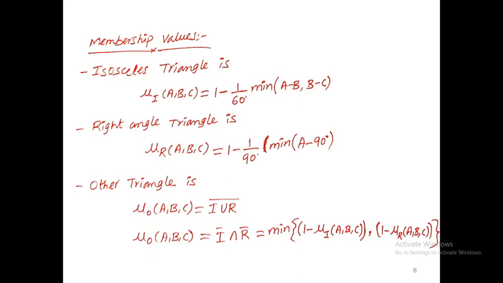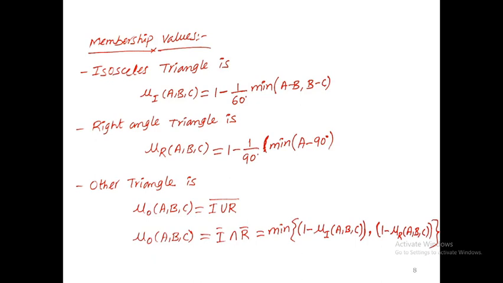Okay. So by right angle triangle, the other triangle is nothing but those which do not come under isosceles triangles and right angle triangles, right? So to get that other triangle, let us take I, isosceles triangles, plus R, right angle triangle, that is nothing but I union R, right? The complement of I union R is nothing but other triangle. Simply that is represented with mu O of A, B, C, the other triangle, is equal to (I union R) complement, or I union R whole bar.